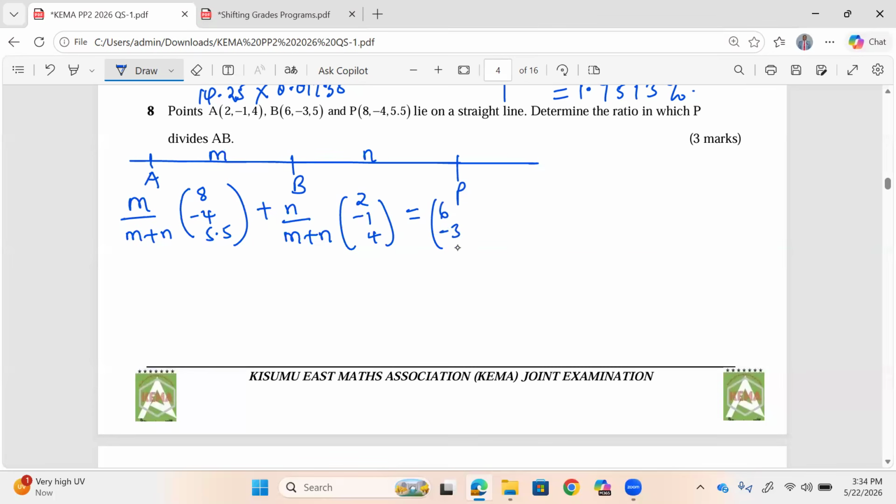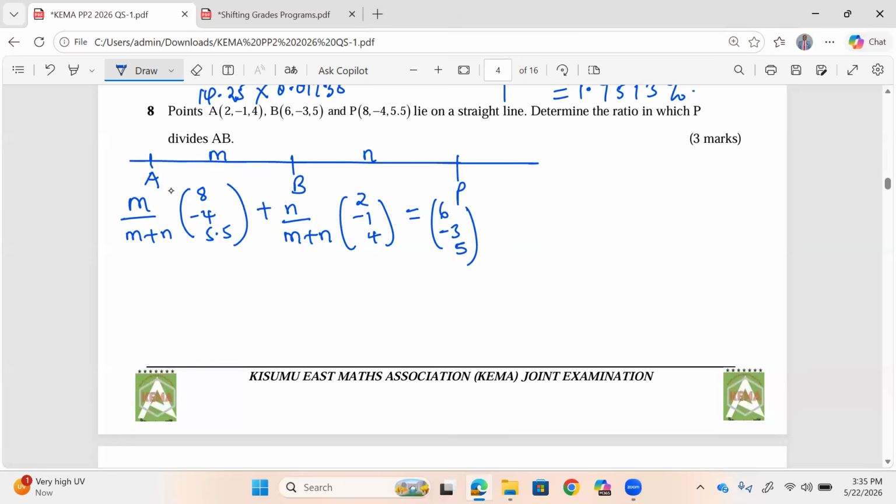6, -3, 5, like that. So that is what you're supposed to know according to the ratio theorem. Now with this I think we can proceed and work out the values of m. We may just use the y component and the x component.